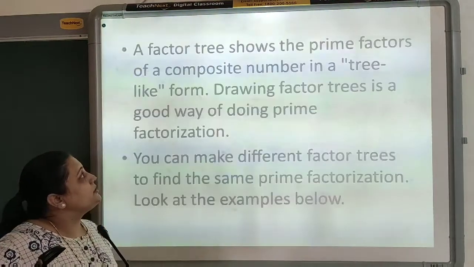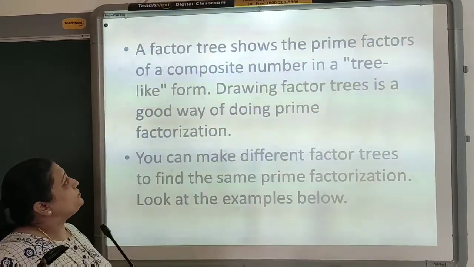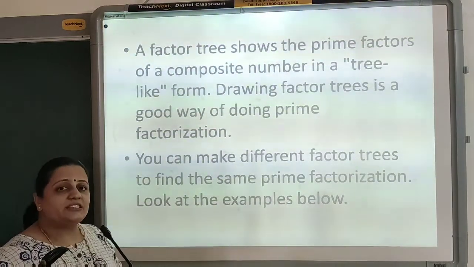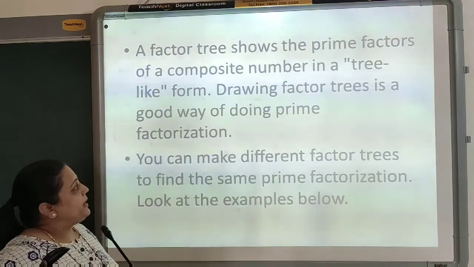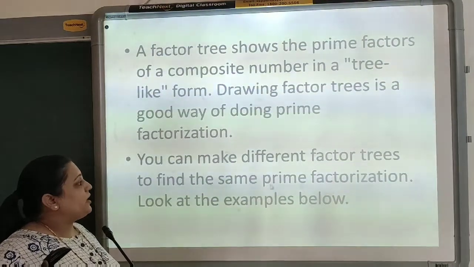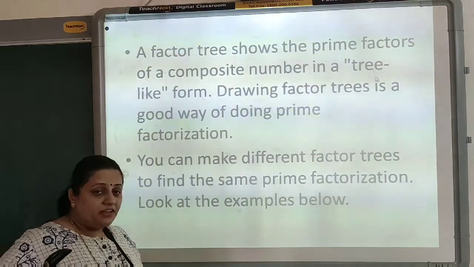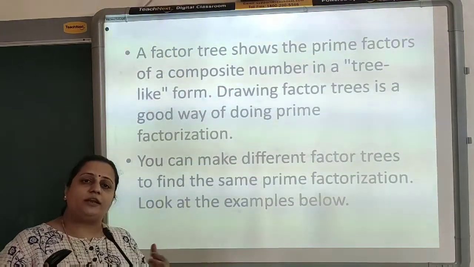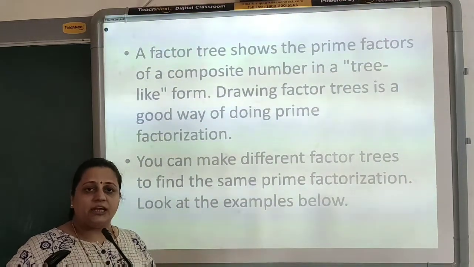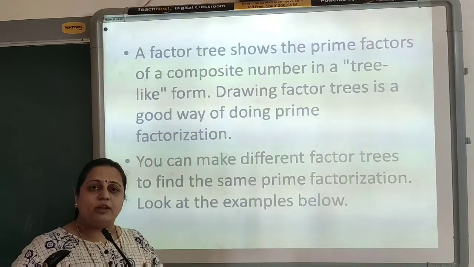So see here children. What does a factor tree show us? It shows the prime factors of a composite number in a tree-like form. The tree has branches like this. Drawing factor trees is a good way of doing prime factorization. You can make different factor trees to find the same prime factorization. So for any one number, you can draw different factor trees, but at the end, whatever prime factors you get will be the same.